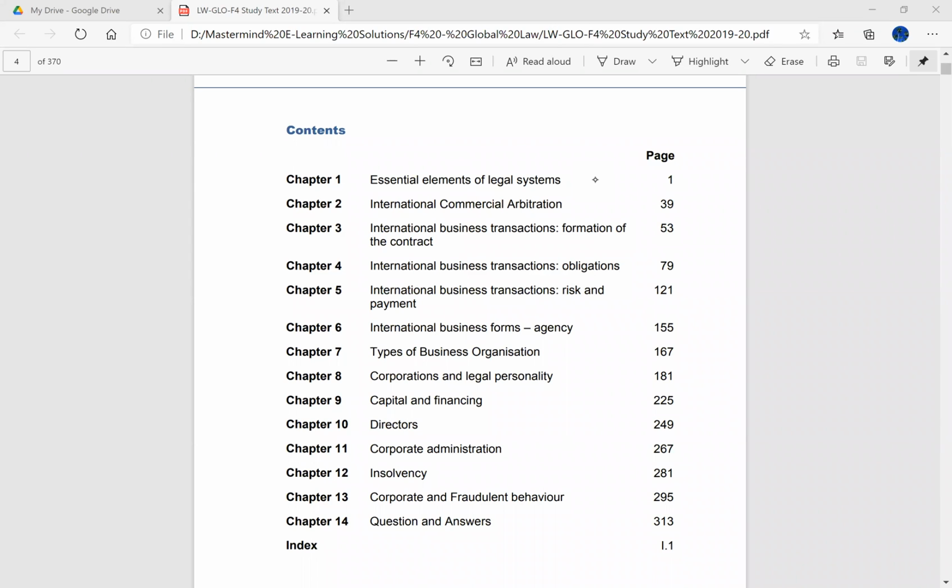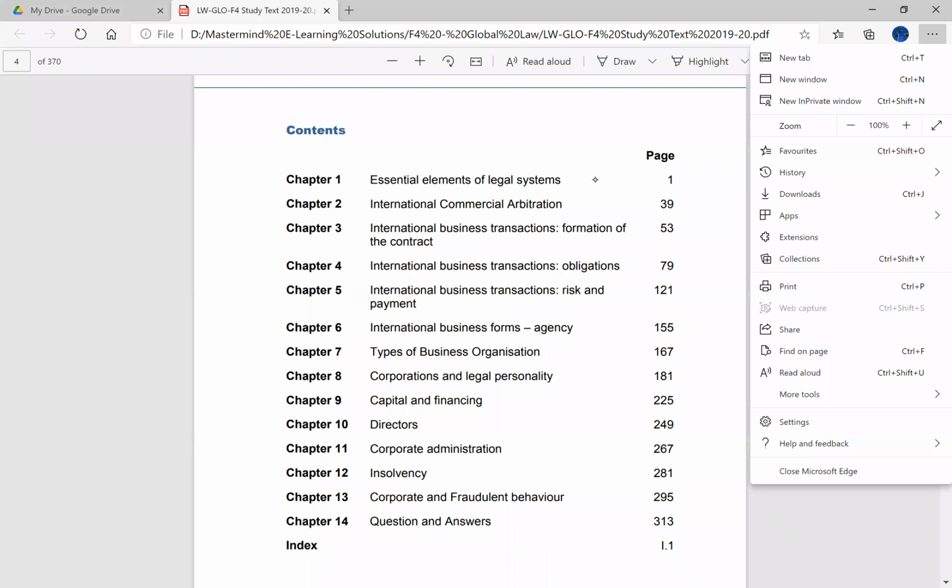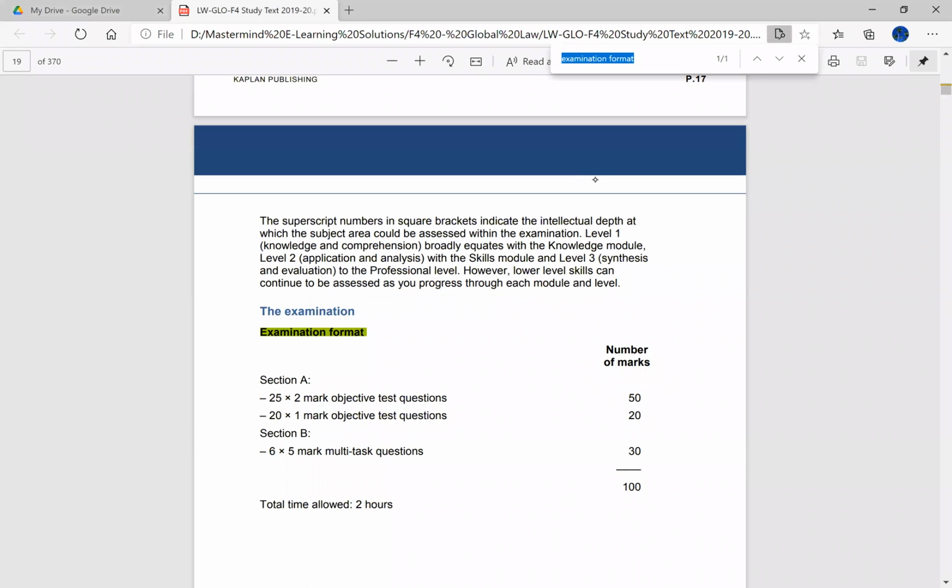So we have around 13 chapters in this variant and around 14, 15 chapters in the UK variant. But the exam format is going to be just the same. I'll show you the exam format. This is how your paper is going to be divided. There's going to be a total of 2 hours given to you for a 100-mark paper, and the paper is going to be divided into section A and section B.